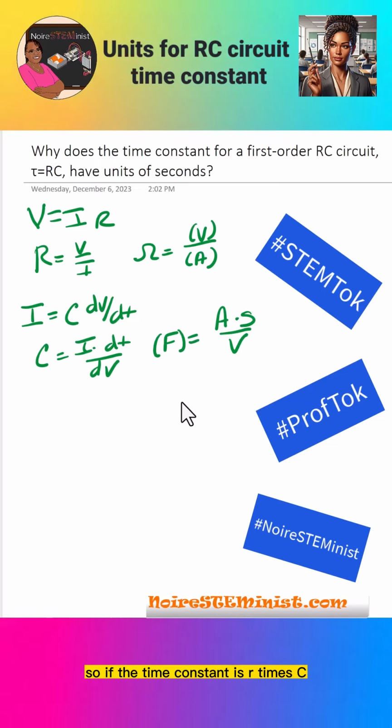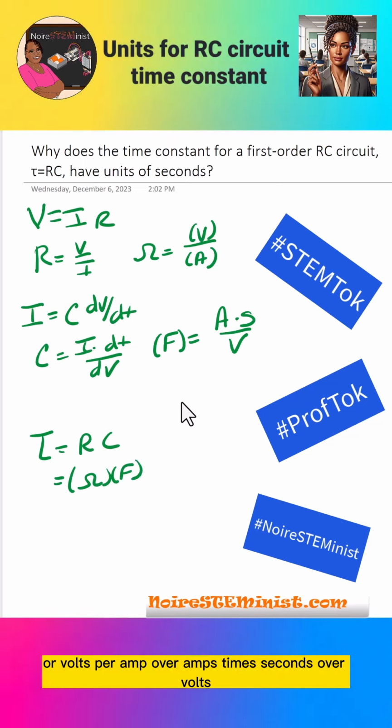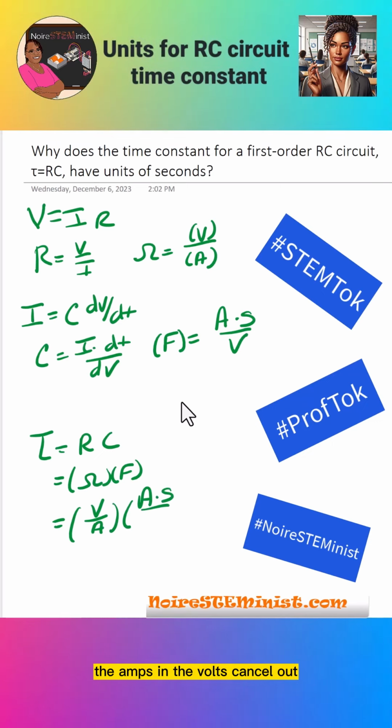So if the time constant is R times C, then what we will have is ohms times farads, or volts per amp over amps times seconds over volts. The amps and the volts cancel out, so you see that the time constant is in seconds.